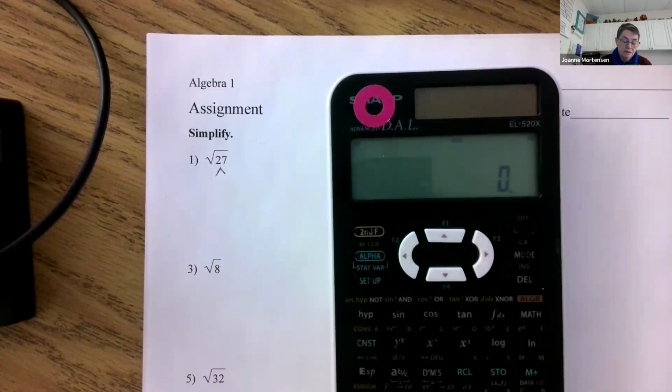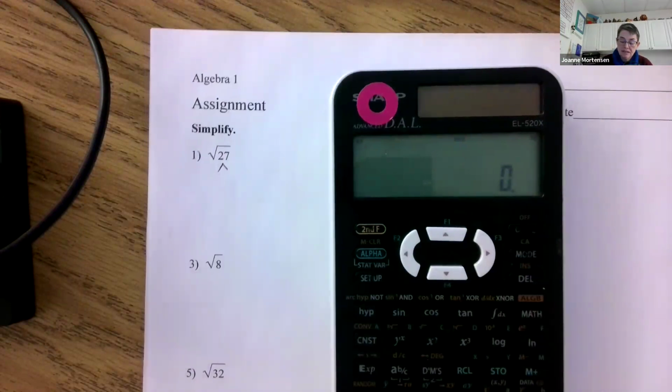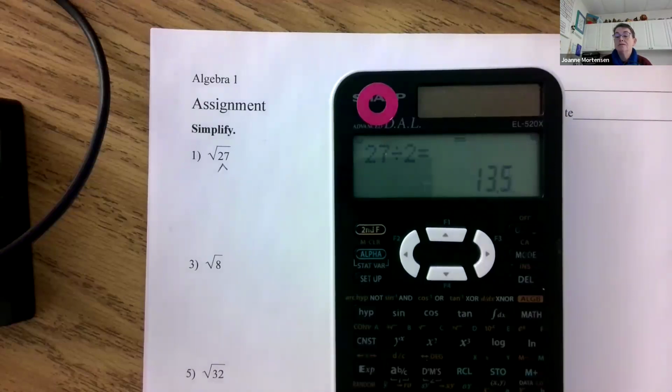So all you need to do is start with 27, and if you don't know what divides evenly, you go 27 divided by 2. That's the first number on that prime number list, equals 13.5. That's not a factor. For it to be a factor, it's always got to be a whole number. So we go 27 divided by 3.